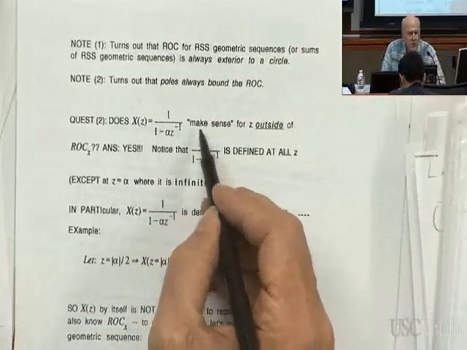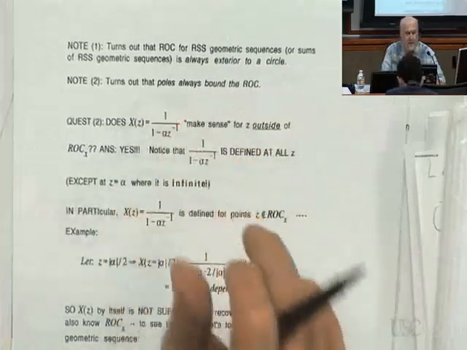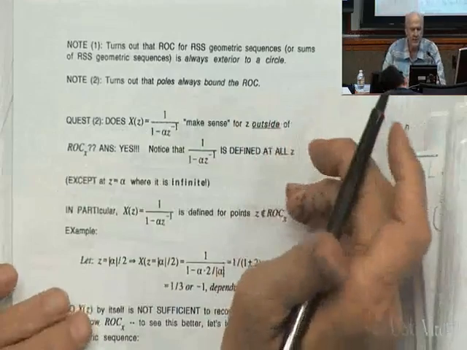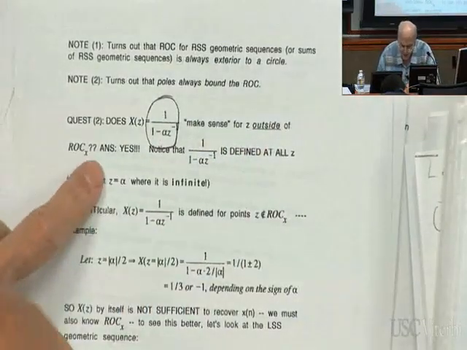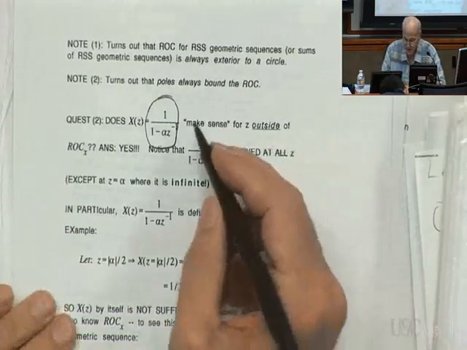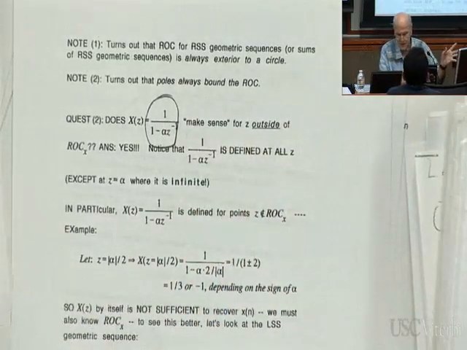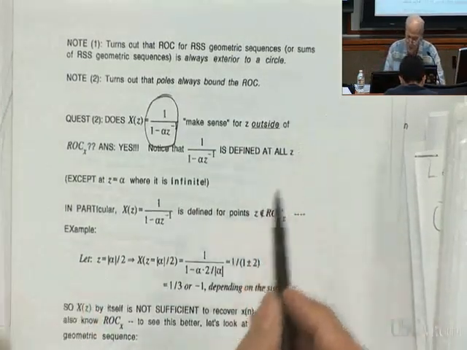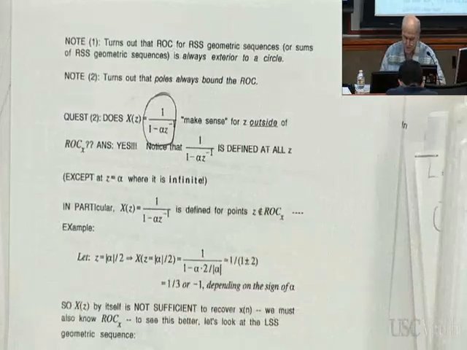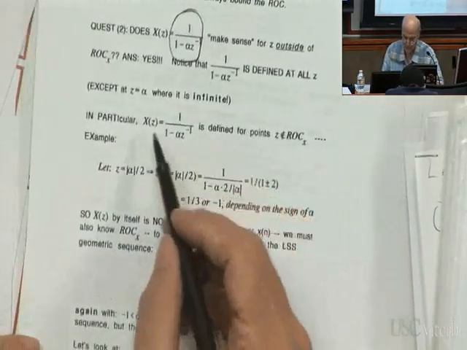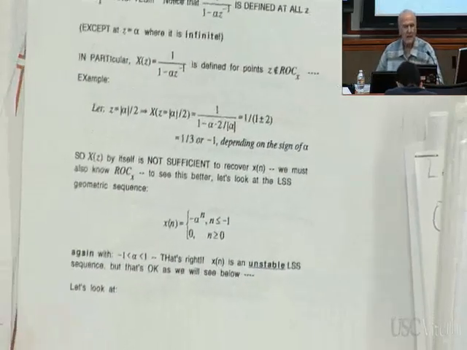Question two. We derived X of z like this. We derived its region of convergence, which was everything exterior to a circle. The question is, does X of z make sense outside of its region of convergence? What I mean is, can you evaluate X of z, just given by this function, for z values outside of the region of convergence, inside that circle? The answer is yes, you can evaluate it anywhere. You get a nice finite number for any complex z, except when z is equal to alpha. So X of z by itself is definitely defined for points not in the region of convergence. But that's neither here nor there.